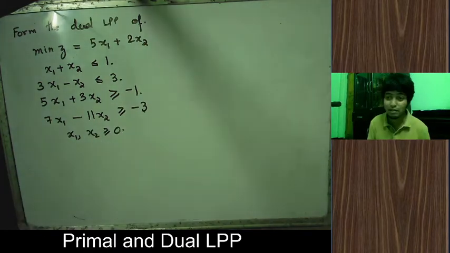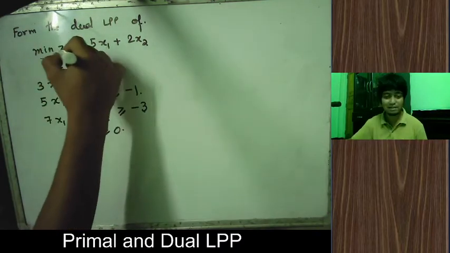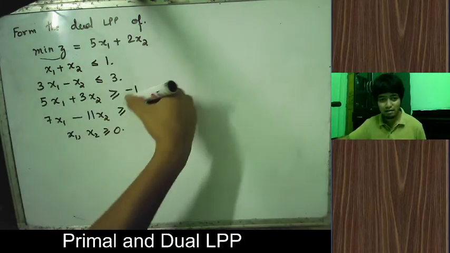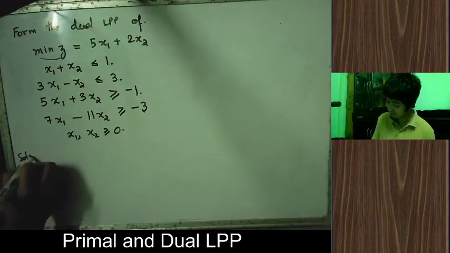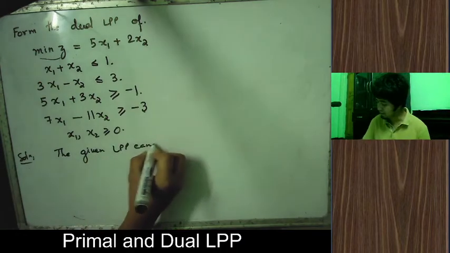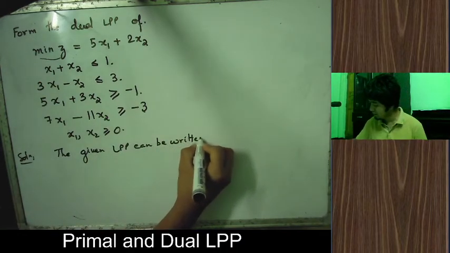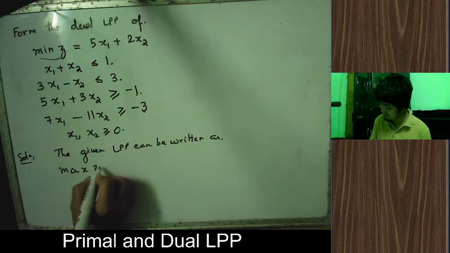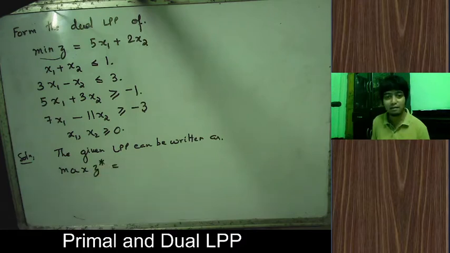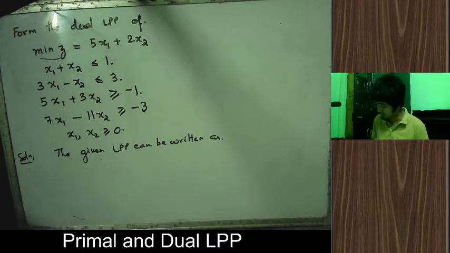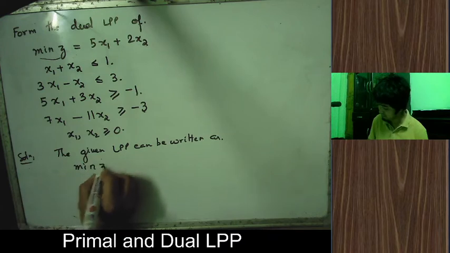So if we have to form the dual LPP for this one, again we can leave the minimization problem as it is, but we will change all of these constraints into equalities. So solution: the given LPP can be written as, instead of minimization, we can change it into maximization. Maximize z star. We are just writing the same thing. We will leave this one as it is first.